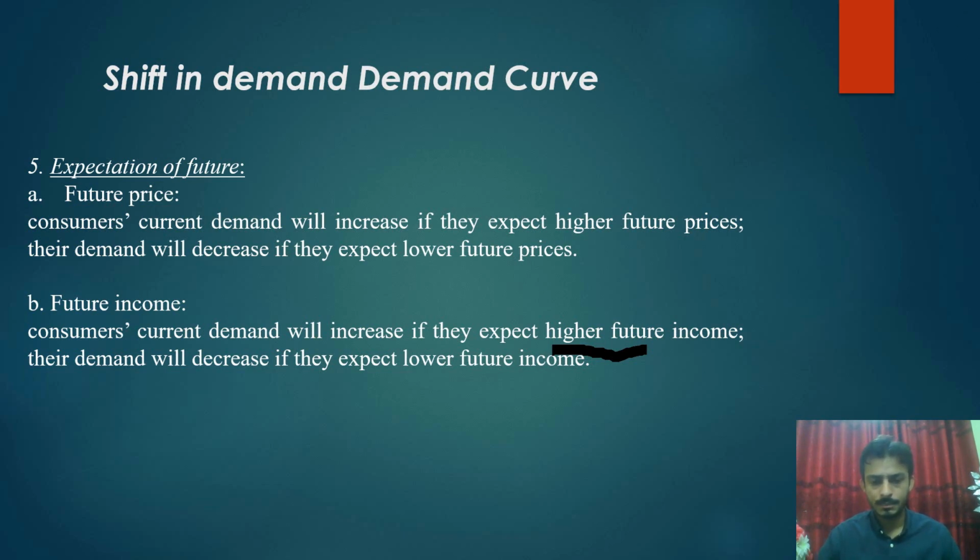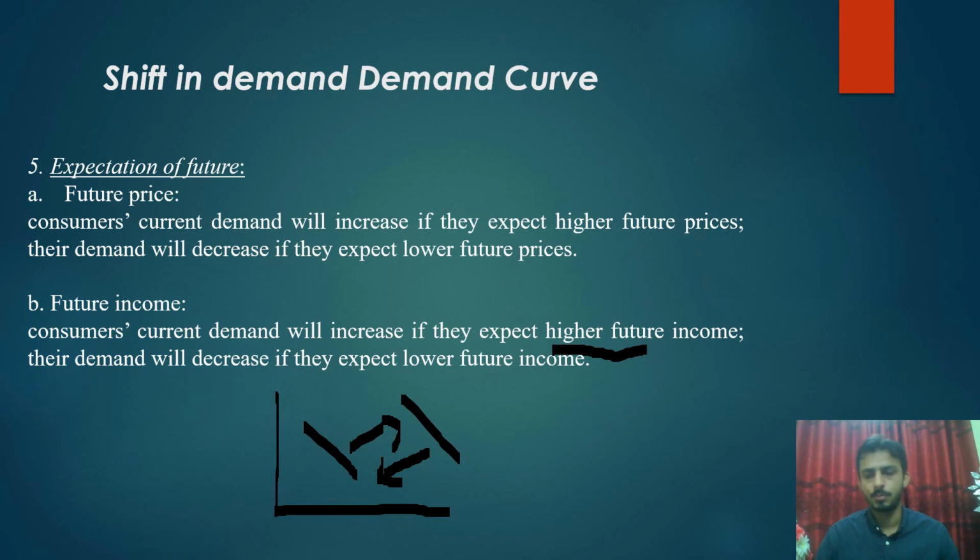So when the demand increases, we have already discussed that it shifts the demand line toward the right side, right? And vice versa. If the future income is expected to decrease, the demand line will shift to the leftwards. So my dear students, I hope you understand today's very basic concept.